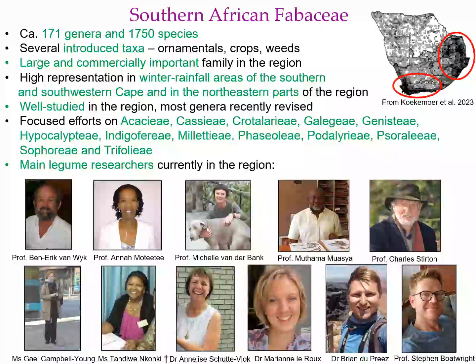So in southern Africa we have quite a nice diversity of the family, and we have about 171 genera and in excess of 1,700 species. Many taxa are introduced because it is such an economically important taxa, so for food and various other things, ornamentals, and there are many weeds that also have made their way into South Africa.